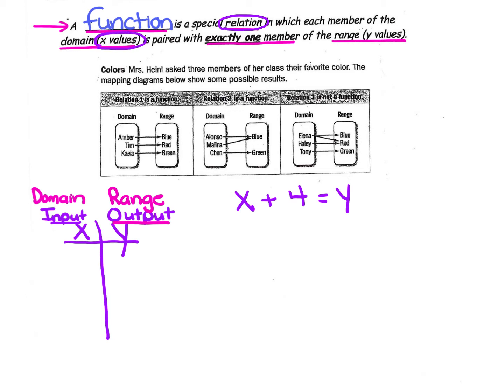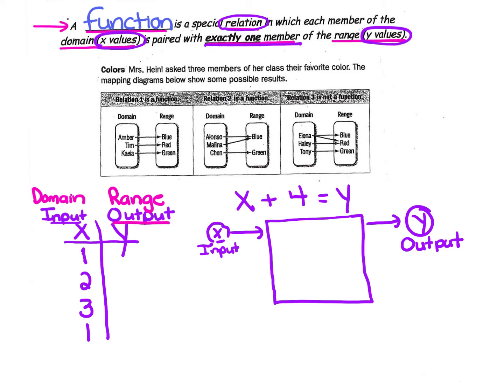The x values we input into the function can have exactly only one member of the output values known as the y values. Let's imagine that we're going to put in the number 1, 2, 3, and then at the end we'll put a 1 in again. Imagine your function is like a machine. For every value of x that we input into the machine or the equation is going to output a y value. Each x will be increased by 4.